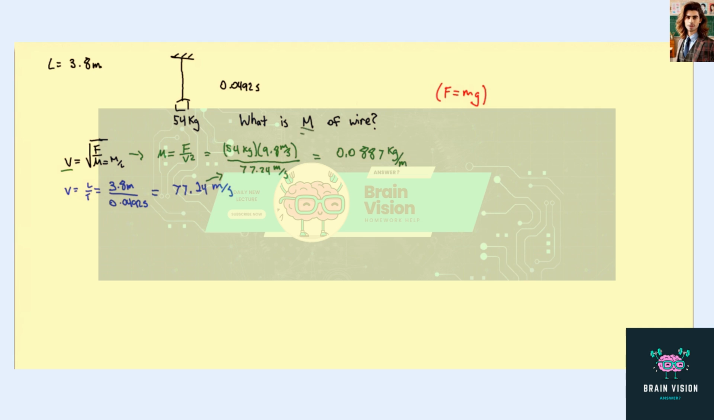But we're not done quite yet, because that's mu, the mass per unit length, and we're looking for m, the mass. So you can remember that mu is equal to mass per unit length. So mass is equal to mu times L, and therefore m is equal to 0.0887 kilograms per meter times the length, which is 3.8 meters, which is 0.337 kilograms. And that's all for that problem.